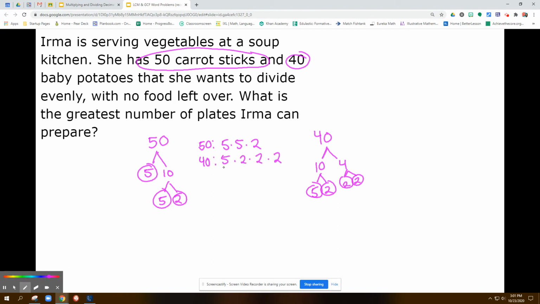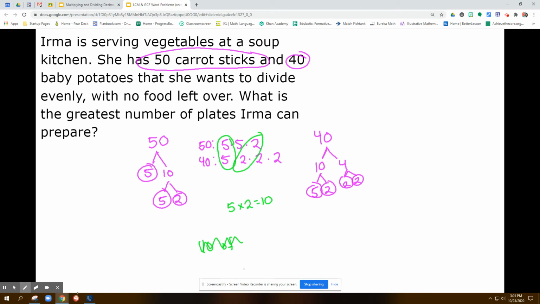Those are the prime factors of 50 and 40, but to find the greatest common factor, I need to find what they have in common. They have a 5 in common and a 2 in common. So their common prime factors are 5 times 2, which equals 10. So Irma would be able to make 10 bowls of soup with a certain amount of potatoes and a certain amount of carrots.